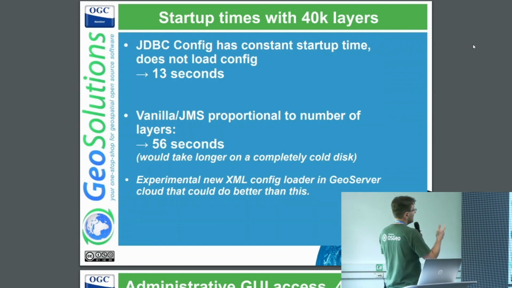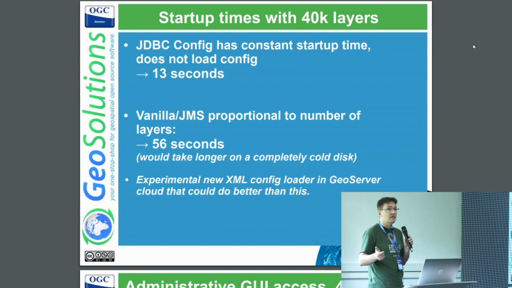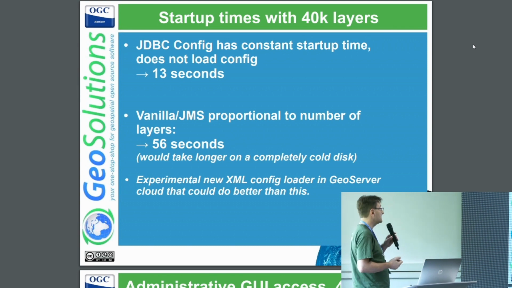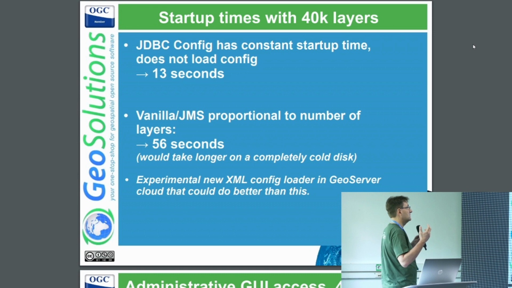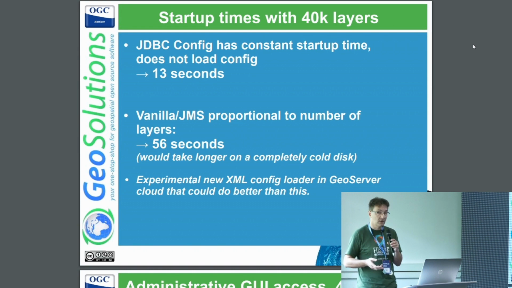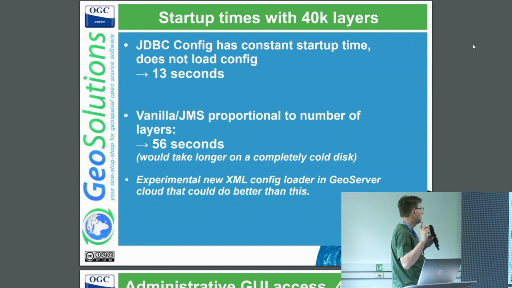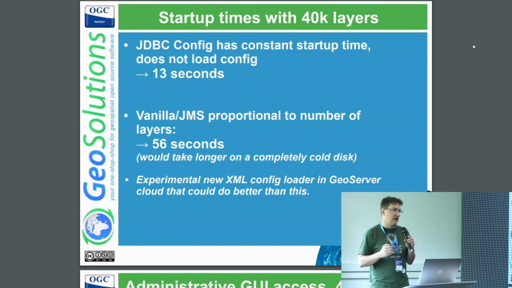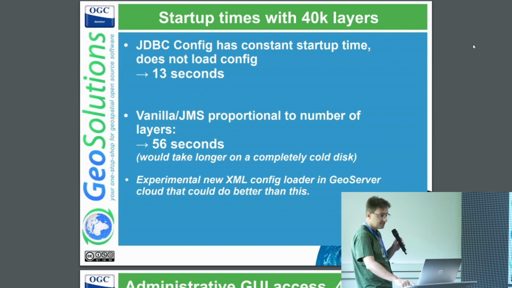Startup times with the 40K layers: JDBC config does not load anything, so it's just 13 seconds. It's basically just starting up GeoServer and all of its internal facilities. With vanilla and JMS, the startup time is proportional to the number of layers. In my case, it was 56 seconds, with data stored on a very fast SSD. I know that in GeoServer Cloud, this cloud downstream project, there is a new config loader that could do better than that. It's parallelized in a better way, but it hasn't been donated back to the main project yet. We look forward to that.